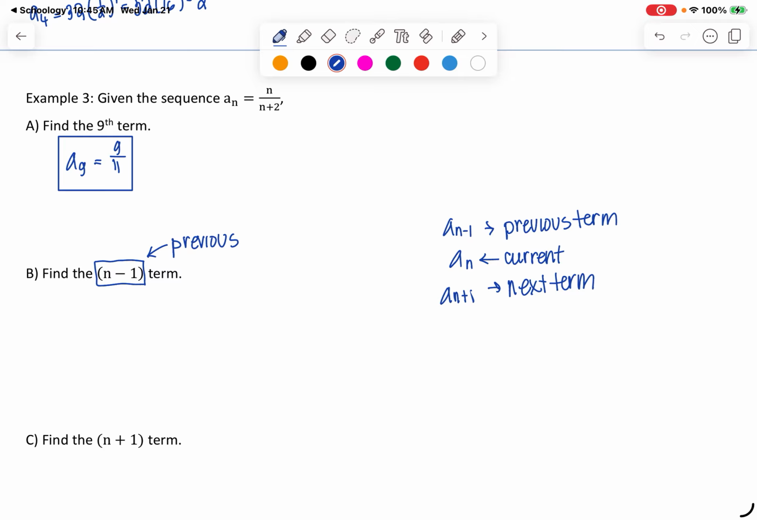All right, so it says find the previous term, which we can say that way, or find a sub n minus 1. Realize it just means plug in n minus 1 here and here. So we have a sub n minus 1 is equal to, instead of writing n in the numerator, we're going to write n minus 1. And instead of writing n in the denominator, we write n minus 1 and then the plus 2. Then just simplify that. So a sub n minus 1 is equal to n minus 1 over n plus 1.